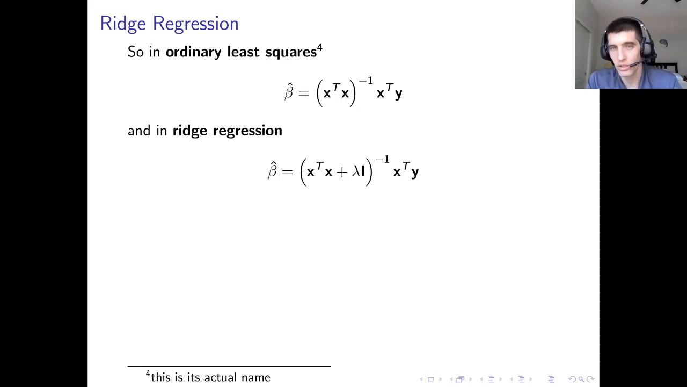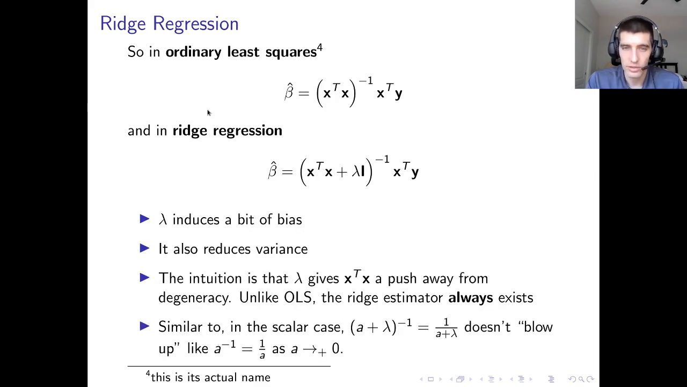And again, here's our comparison. The idea being that lambda will introduce a little bit of bias. It will hopefully reduce our variance a lot, and that trade-off might be worth it for us in terms of mean squared error.